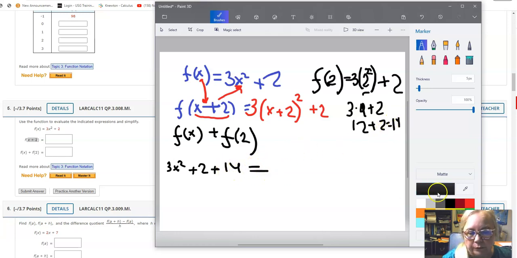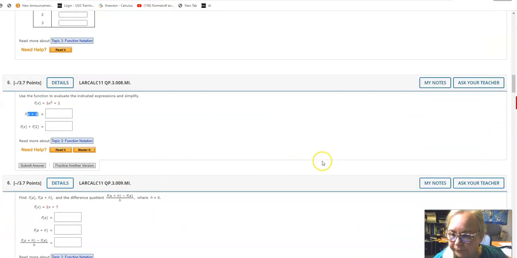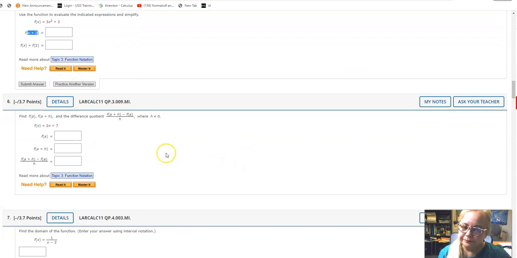Now we need to combine like terms. Where are the like terms? The like terms, these 3x squared plus 16, and so on. That's how easy, if you did well in your college algebra course, how easy is their homework. Now, f at a, you just replace x by a.